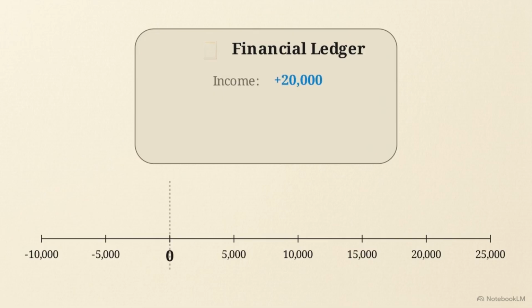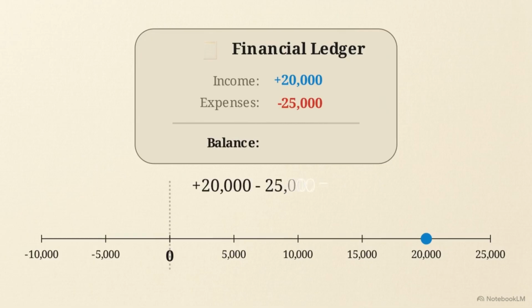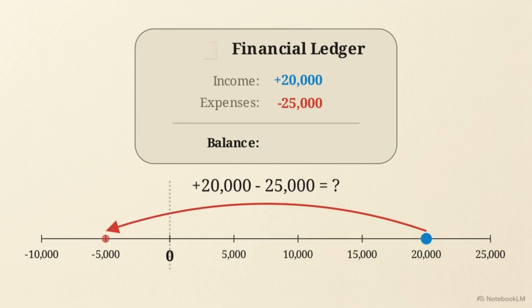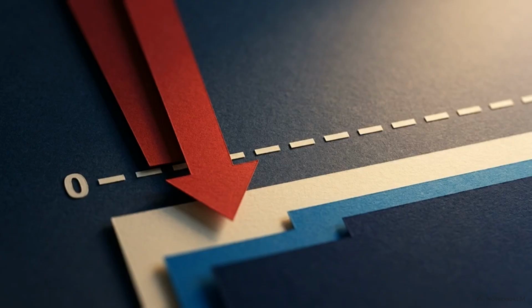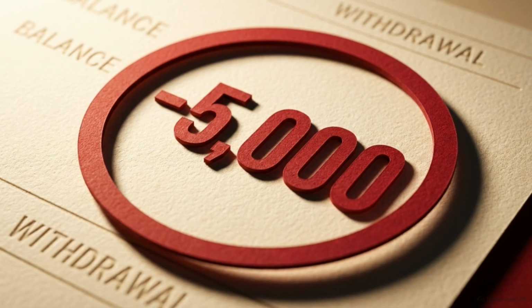Imagine you work hard all year and earn 20,000 pesos, but over that same year, you spend 25,000 pesos on rent, food, and bills. Because you spent more than you earned, you have to subtract a larger number from a smaller one. Your balance drops from positive 20,000, passes right through 0, and lands precisely at negative 5,000. In finance, that negative number represents a debt. It gives you an exact numerical measurement of your deficit below 0.